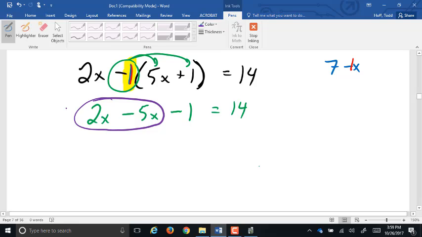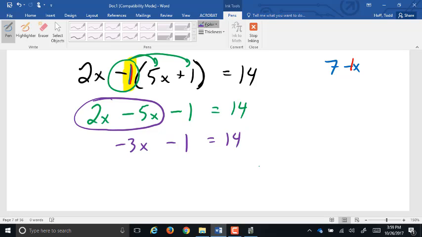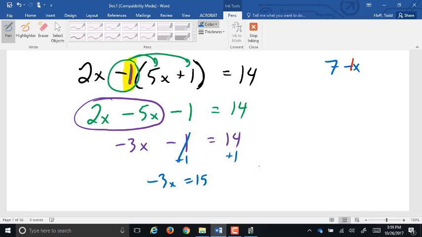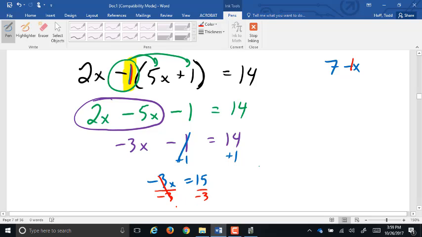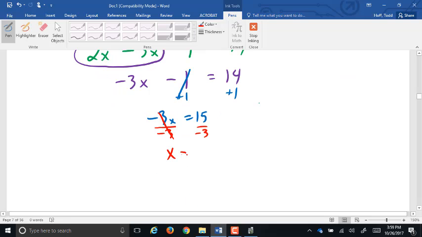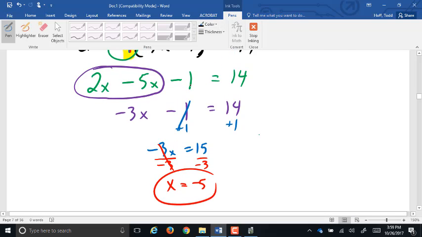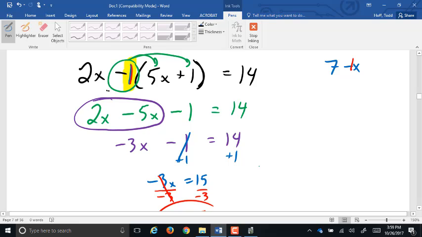2x and negative 5x make negative 3x. So negative 3x minus 1 equals 14. Then what? Add 1. Negative 3x equals 15. And then divide by negative 3. So x equals negative 5. So again, the important concept there was when we see that minus, that negative in front of the parentheses, we have to treat it as a negative 1 times that parentheses.